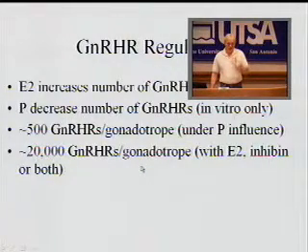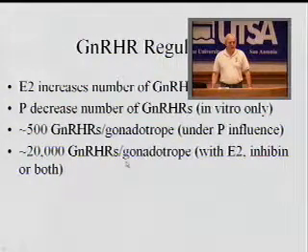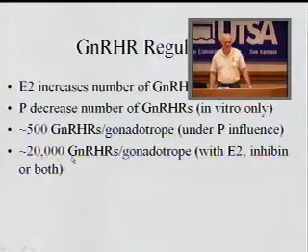Again, because they're talking about the number of gonadotrope receptors, most likely they're performing some type of radioligand binding assay that does allow you to estimate the number of receptors, and because it's in vitro, they have the number of cells, so that total number of receptors divided by the number of cells gives them this estimate.